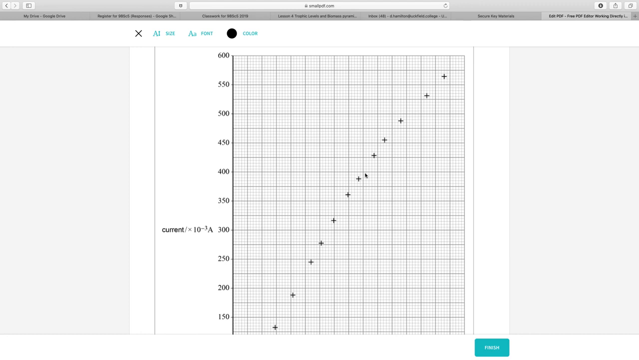So there should be as many points above as below, and they should be equidistant. The line should go through the crosses. It doesn't have to go through the center, but it has to touch the cross. Otherwise you're saying that point is anomalous.